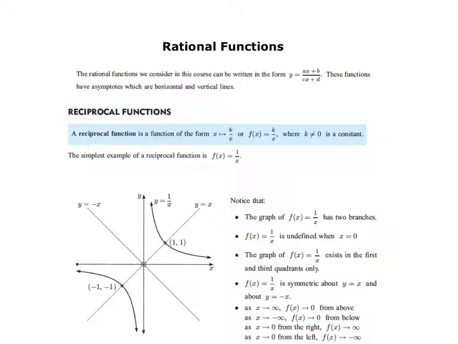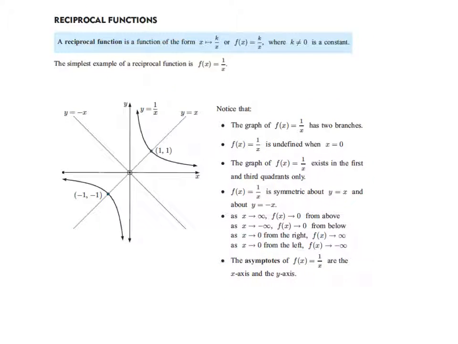So a reciprocal function is a function of the form k on x, or f(x) equals k on x, where k does not equal 0 and is a constant. The simplest example of a reciprocal function is just 1 on x. So here's a picture down here.